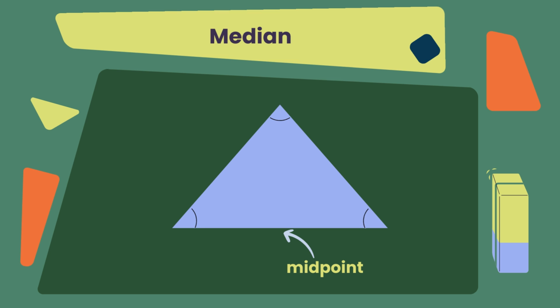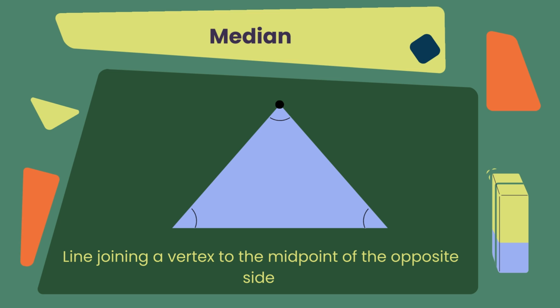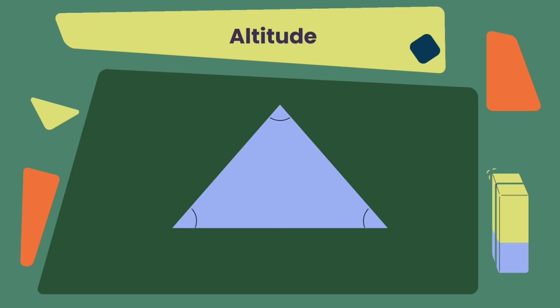Now, if we connect the midpoint of this side with the opposite vertex, then we will get a median of the triangle. The median is the line segment that connects a vertex of a triangle to the midpoint of its opposite side. Now, let's learn about the altitude of a triangle.